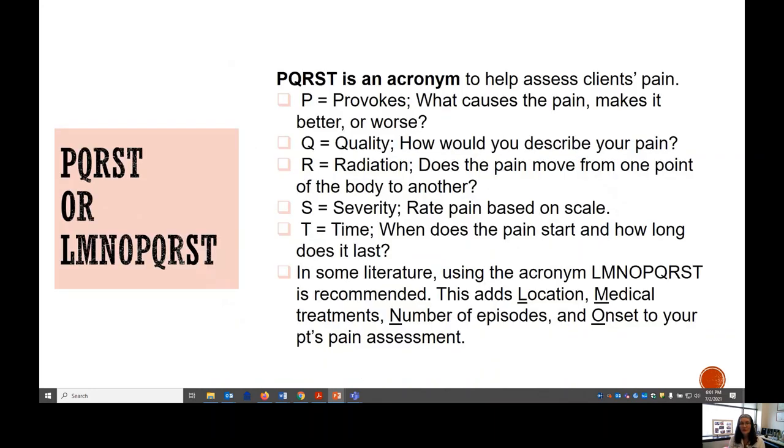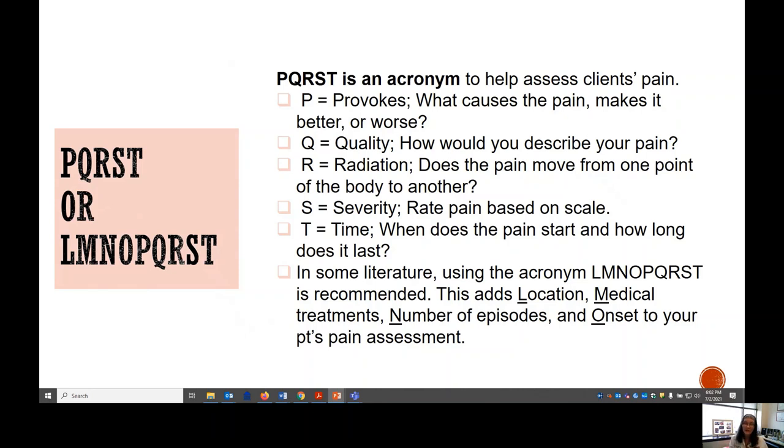This isn't a pain tool, but an acronym, PQRST. It's an acronym to help assess our client's pain. P is provokes: what causes the pain, what makes it better, what makes it worse. Q is for quality: how does your patient describe their pain? R is for radiation: does the pain move from one point of the body to another, or to multiple spots across the body? S is severity, of course, that's the rating based on the validated scale that you use. And then T is for time.